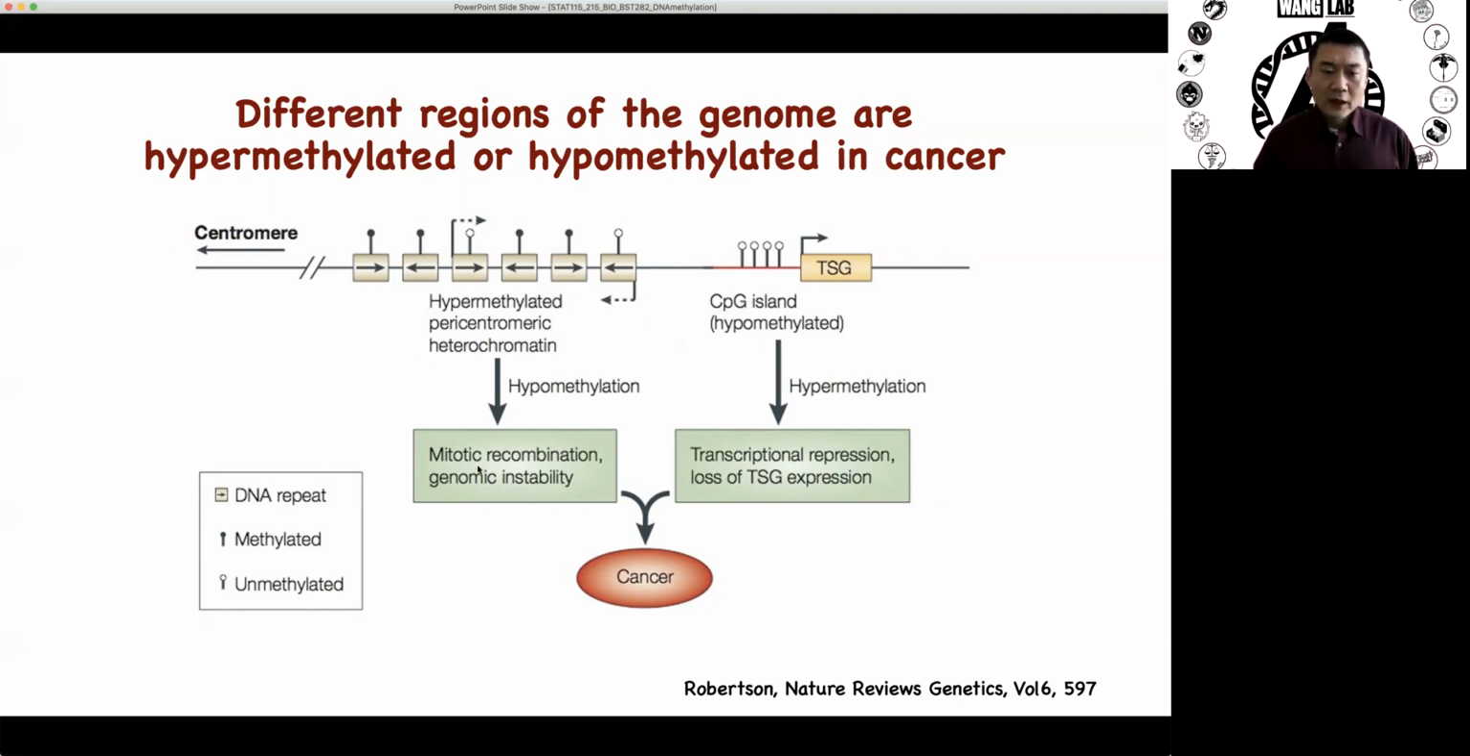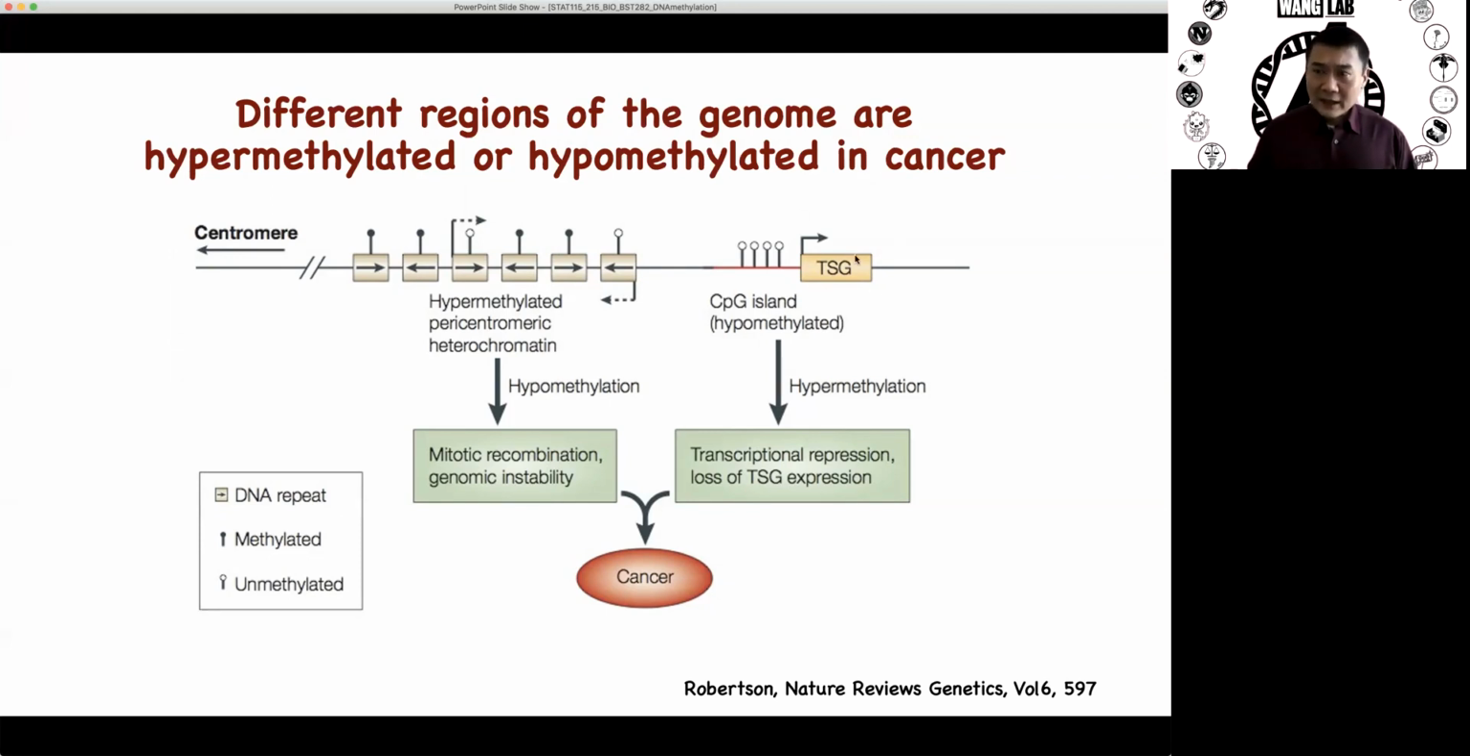This leads to genome instability. This leads to loss of tumor suppressor gene. That leads to cancer, right? So this is the kind of pattern we see. This pattern actually gives us a very important hint, right?